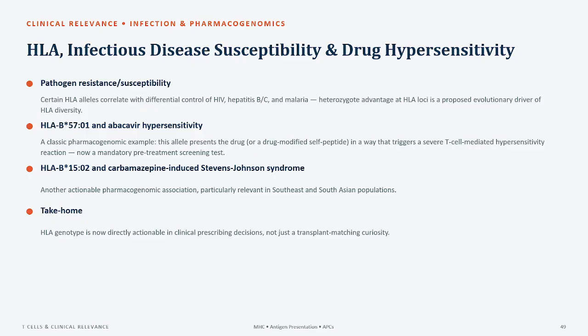Another actionable pharmacogenetic association is the HLA-B*15:02 and the carbamazepine-induced Stevens-Johnson syndrome. It's particularly relevant in the Southeast and South Asian populations. And the HLA genotype is now directly actionable in clinical prescribing decisions, not just a transplant matching curiosity.